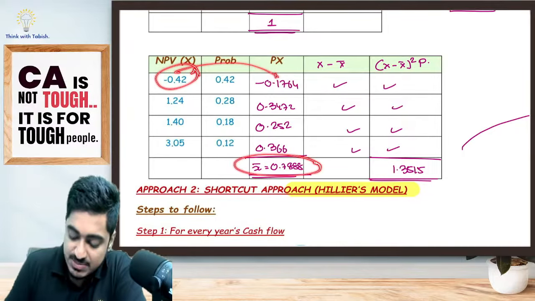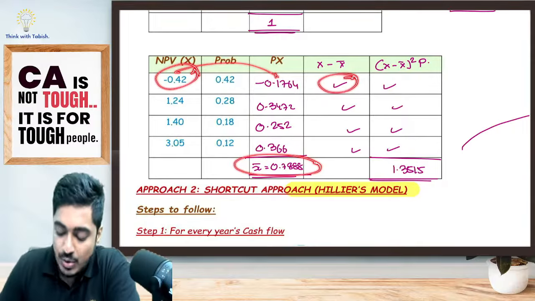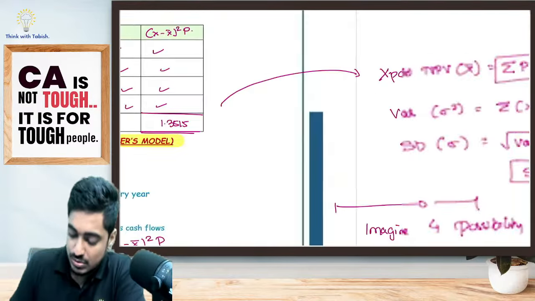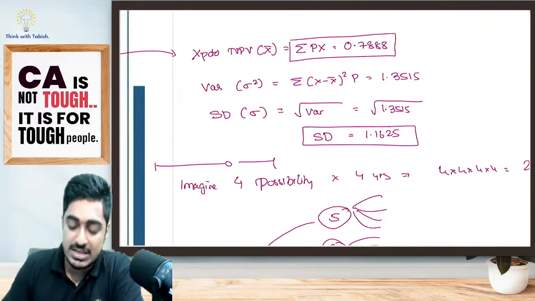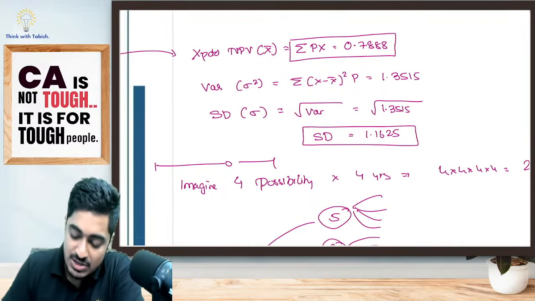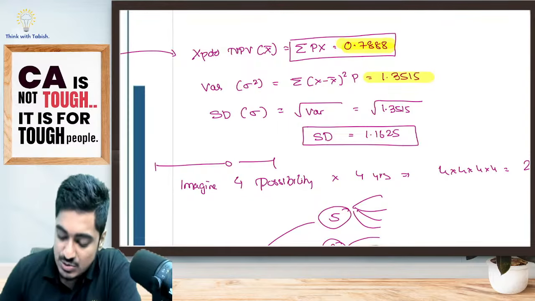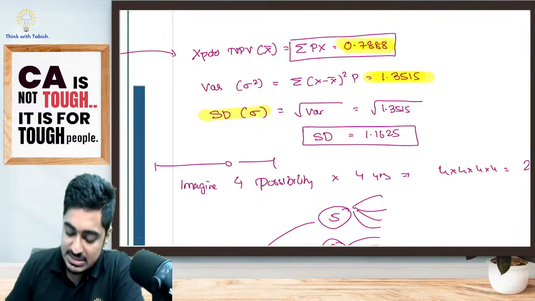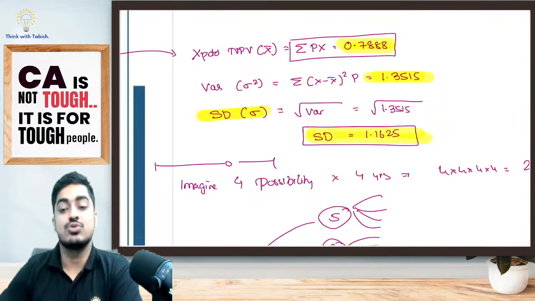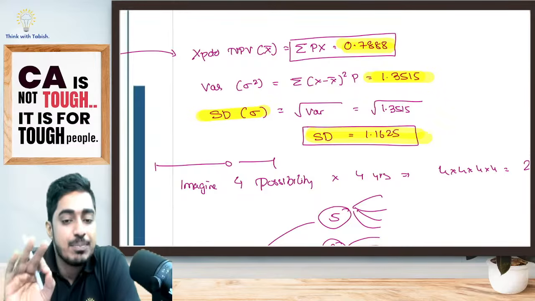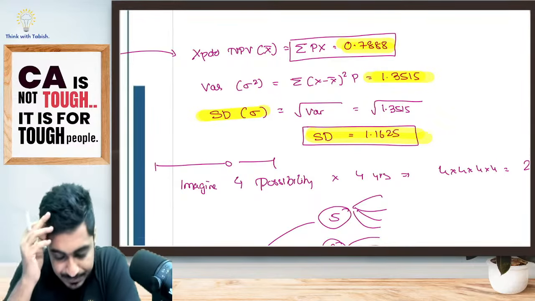What is the risk? X minus x bar. Then I will square it into p. I will get my variance. If I take a square root of variance, I will be getting the risk. So look at this. This is the value I'll be getting. Expected NPV x bar is 0.788. Next, variance is 1.3515 as well as standard deviation is 1.162. This is the logical approach, detailed approach of doing the calculation.